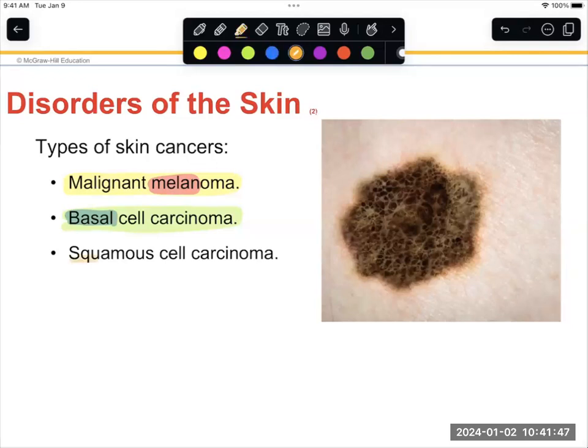We also have squamous cell carcinoma. Squamous cell carcinoma comes from cells in the middle layer of the epidermis. This can metastasize and travel other places in the body. It is named for the type of cells that make up our skin, which are known as squamous cells.